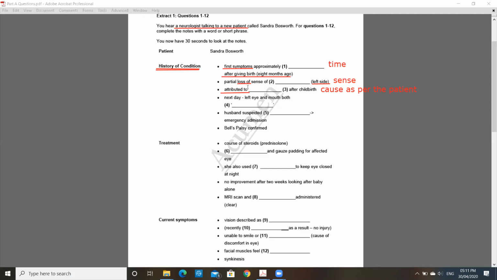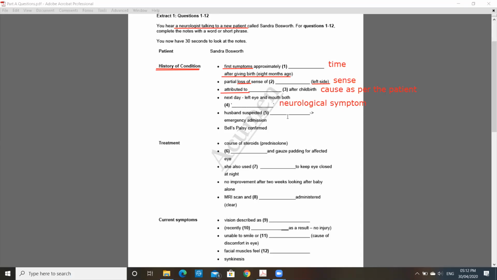Next day, so this was the first, next day, left eye and mouth both. And then you have kind of inverted commas here. So this is the exact word in which the patient might have described the symptom. So again, I'm looking for a neurological symptom. Now you start thinking about what neurological symptoms a patient can have which are related to particularly their eye and mouth.